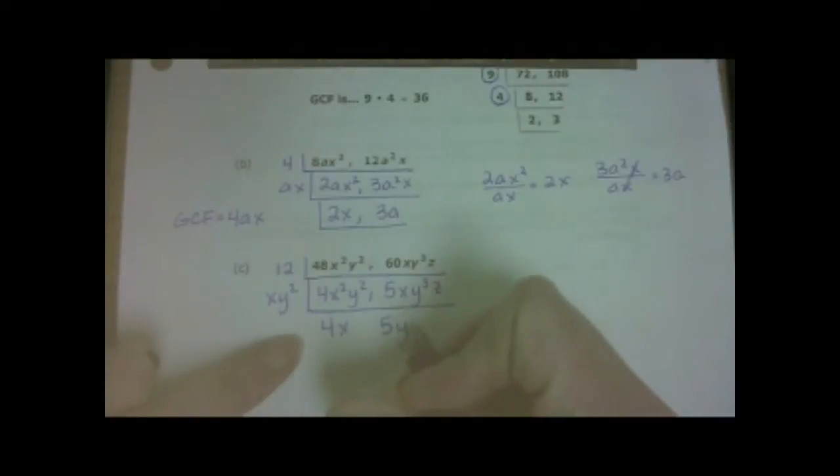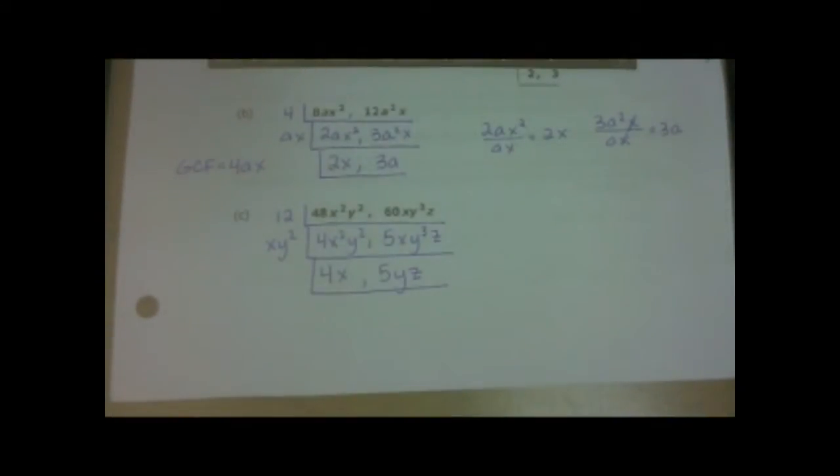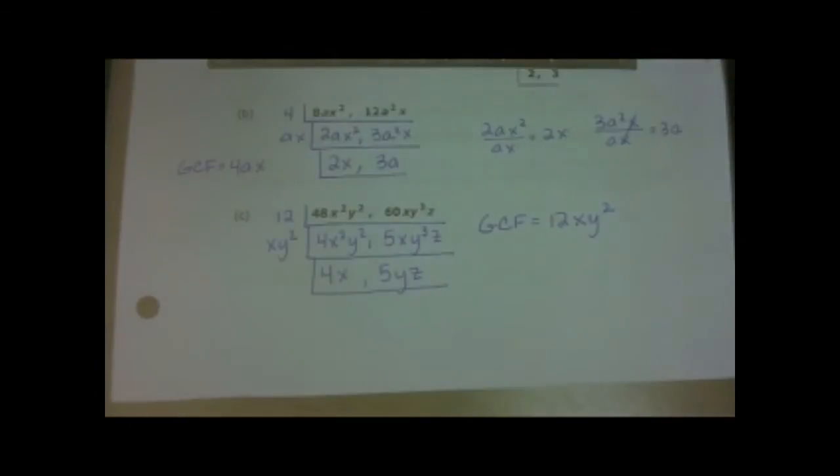All right? Now, take a look at this. I'm going to take out the x. So I have the 5. I have no x's. I had 3 y's. I'm taking out 2. So I have 1 y left. And I have a z left. And what you're going to notice now is that 4x and 5yz have no factors in common. So I can't go any further. So my GCF is 12x y squared.